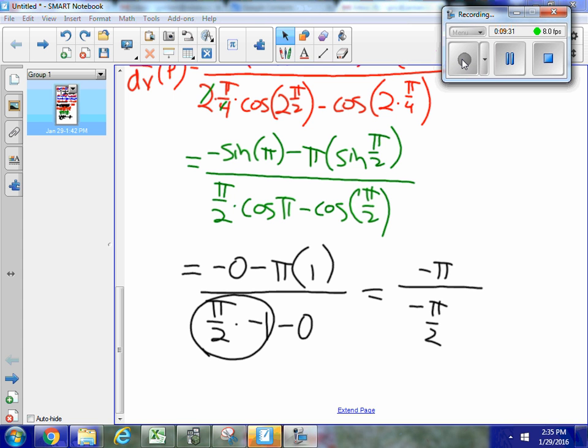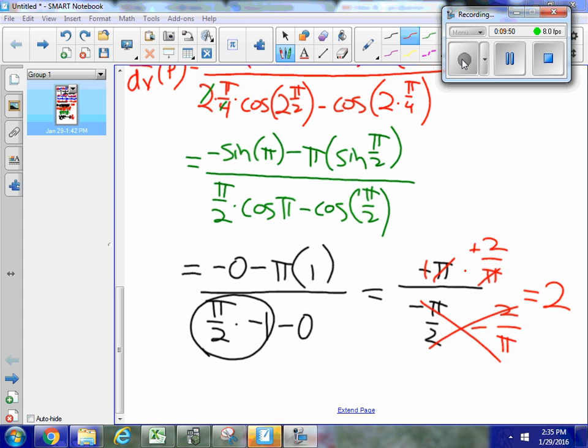And simplifying, I multiply the top and the bottom, not both sides, by the reciprocal, negative 2 over pi, so that cancels out. My pi's cancel out, my negative signs become a positive, and it turns out my slope at that spot right there is 2. Wasn't that fun?